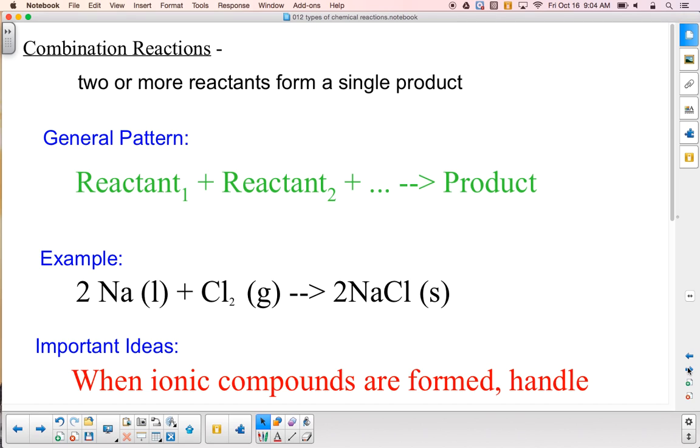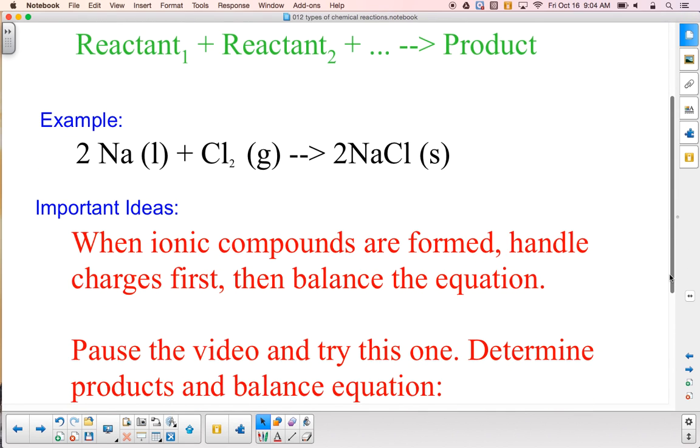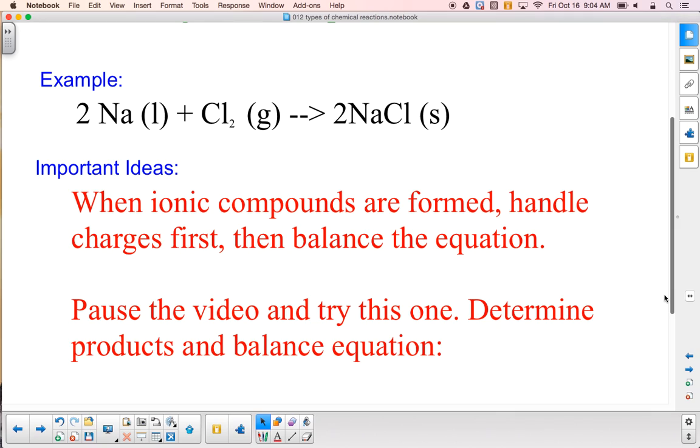An example of this would be the production of sodium chloride. Sodium metal can be melted and put in the presence of chlorine gas to produce 2 sodium chloride formula units. Notice that we have 2 elements here going together to form a compound. It's very important that when ionic compounds are formed, you handle the charges first as a priority and then go back and balance the equation.